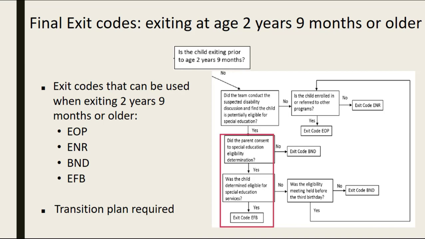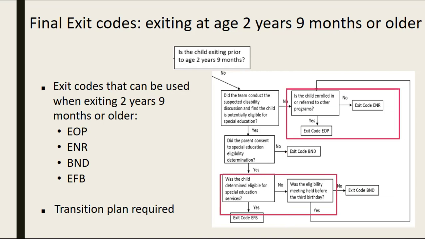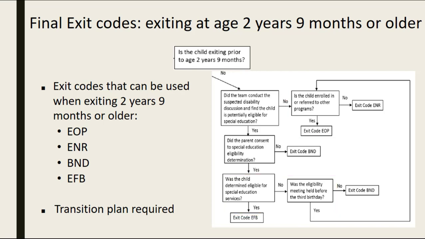If the parent consented to Part B eligibility determination and child was found not eligible, and the child is either enrolled in or referred to other programs, then exit code EOP is used. If no referrals to other programs were made, or the child is not already enrolled in other programs, ENR is used. All children exiting early access who are older than 2 years, 9 months are required to have a transition plan completed.